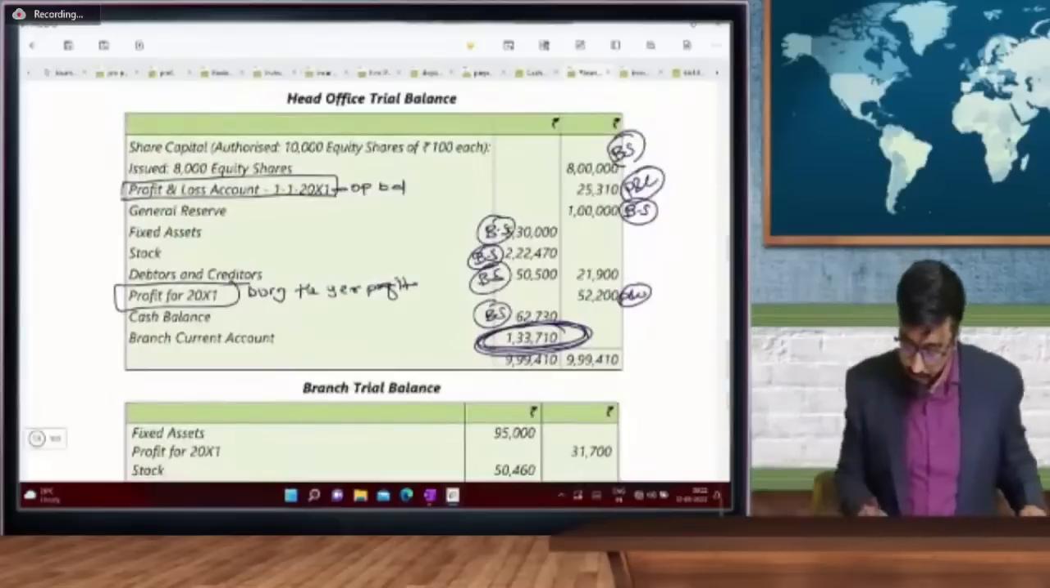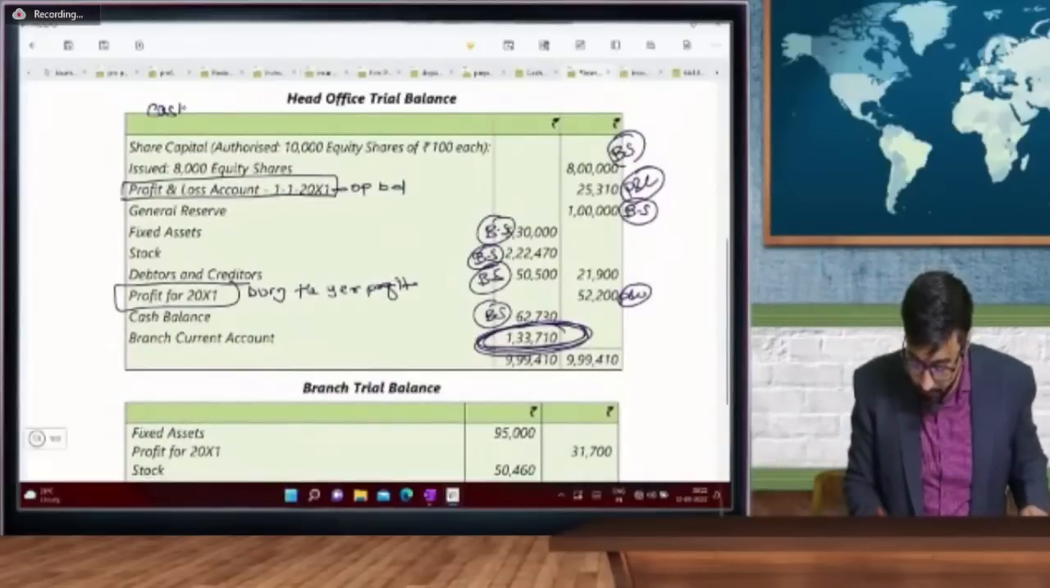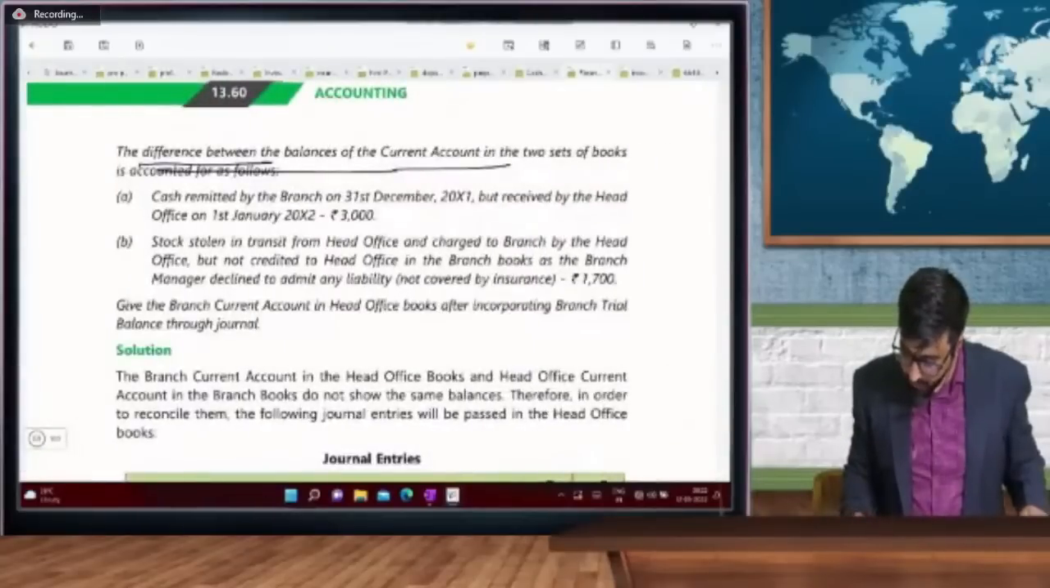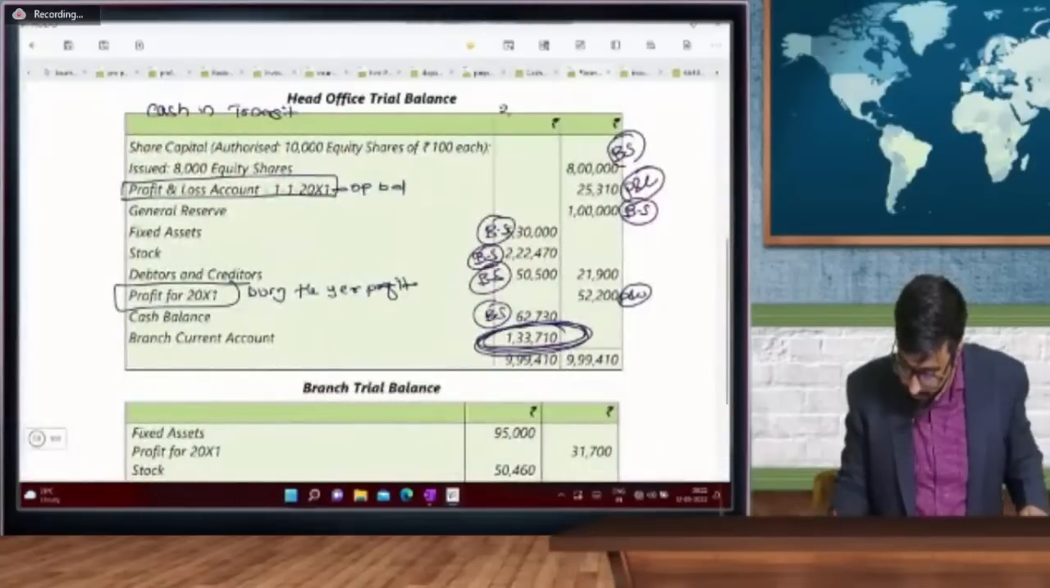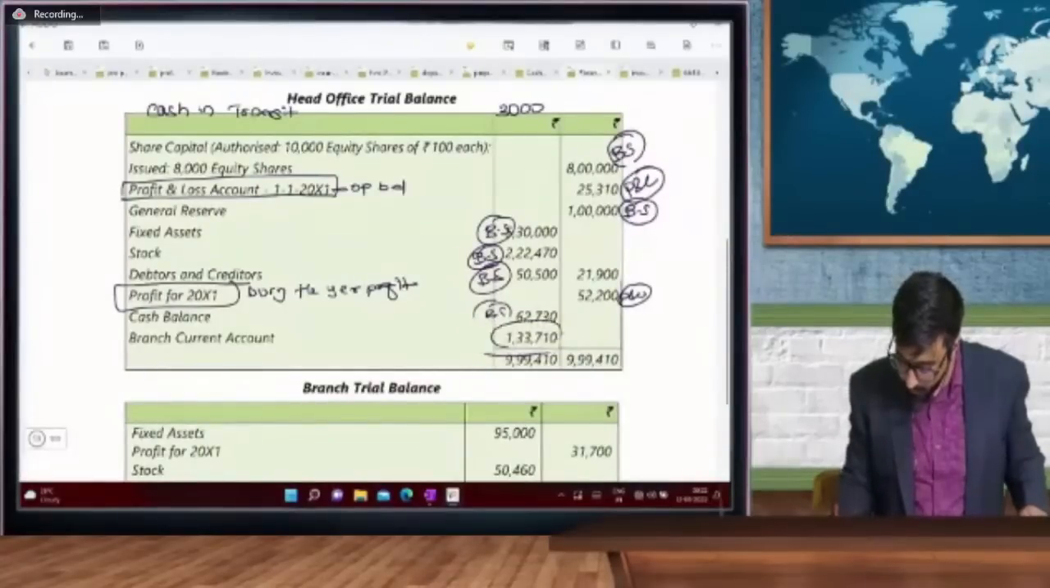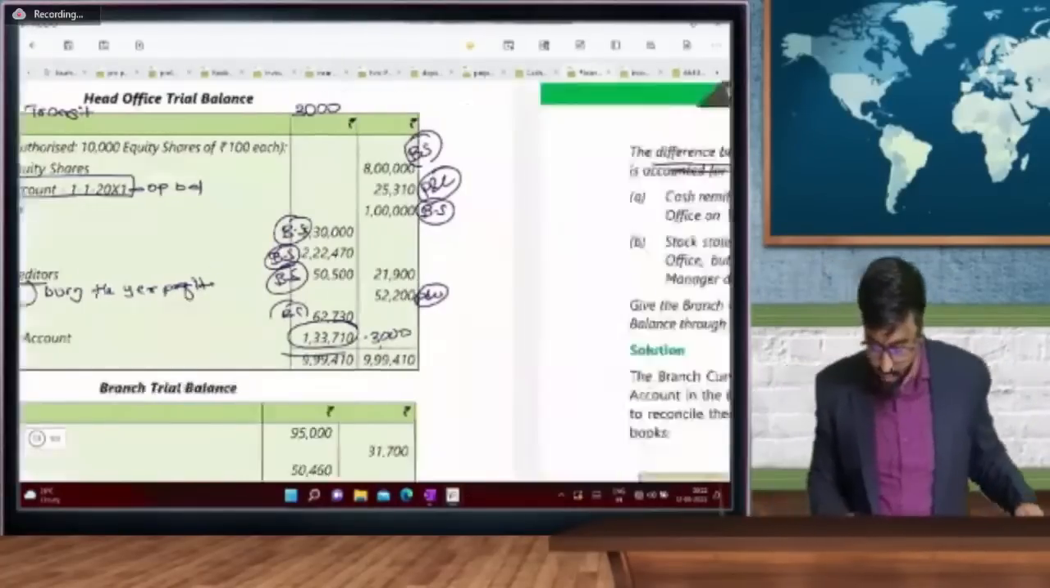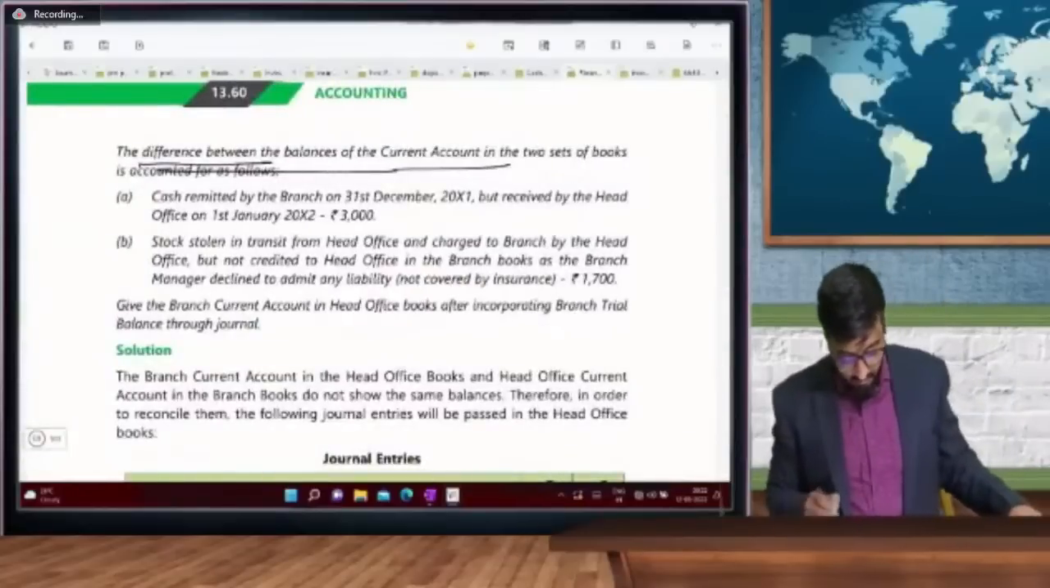Very good. So who will record this? Head office. Cash in transit. How much? 3,000 debit balance, and you will deduct 3,000 from the branch current account. One debit, one minus. So your trial balance is tallying.